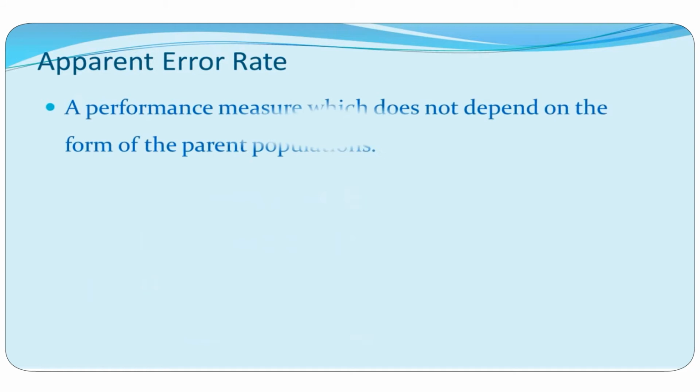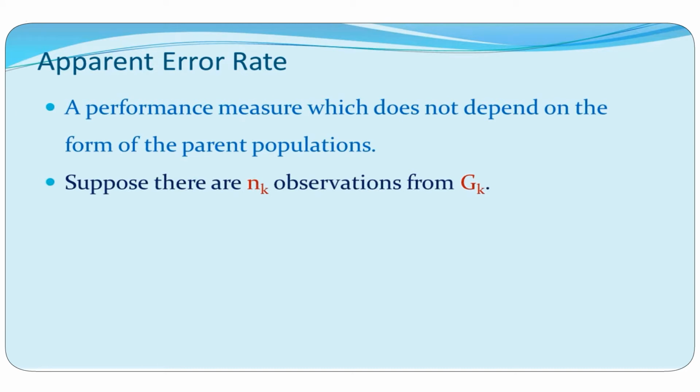Now how do you decide which of the measures is good, which classification rule is good? So we need a performance measure which does not depend on the form of the parent population. Mind you, we have looked at other performance measures, but they actually depended on the underlying distribution of the parent population. In this case, we look at a slightly different performance measure.